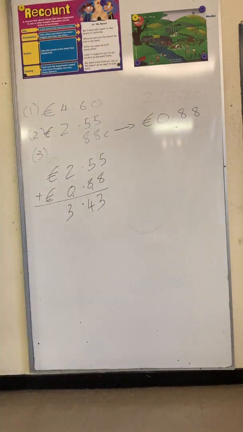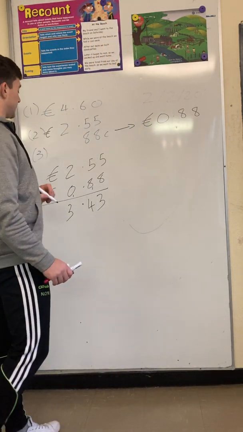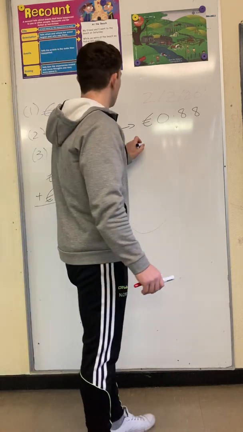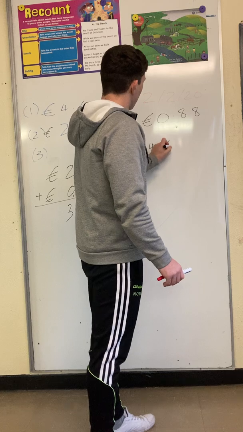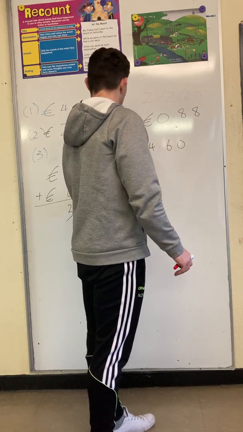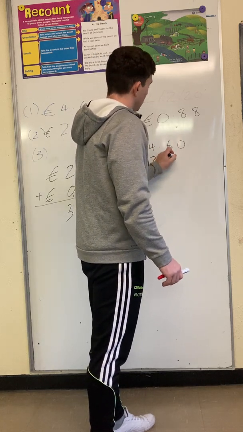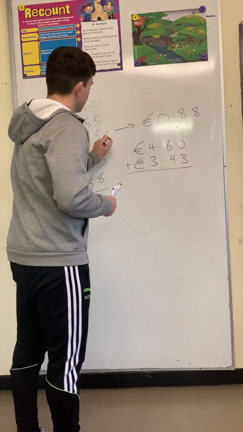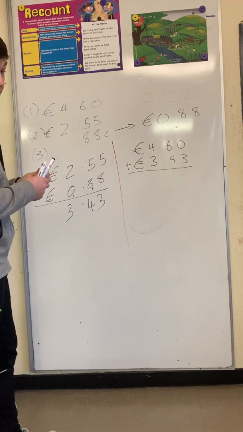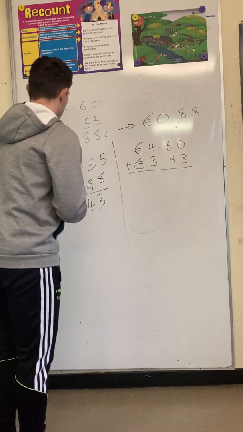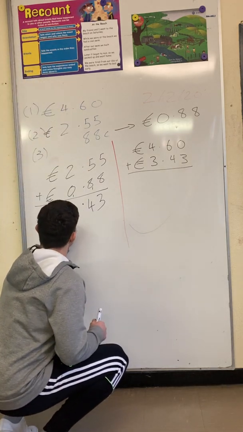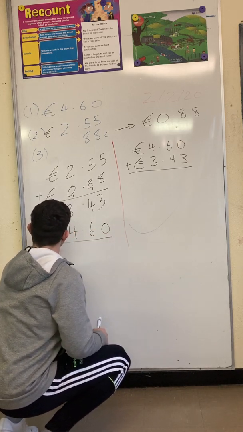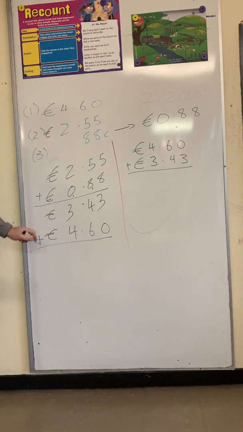Now we're going to add our cinema ticket, which is up here, €4.60. Now I could write another sum over here, which would be €4.60 plus €3.43. Okay, I could do that, but instead I'm going to do a continuation sum. This is a 2-step sum. I'm going to add the €4.60 down here to my first answer. Okay? Euro signs, and again it's a plus sign for addition.